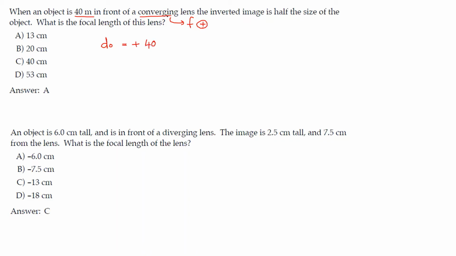When it's 40 meters in front of the lens, the inverted image is half the size of the object. Inverted image. So why did they tell us it's inverted? What is the meaning of inverted? If you remember, M is a negative value if it's inverted, right? Yes, M is negative.